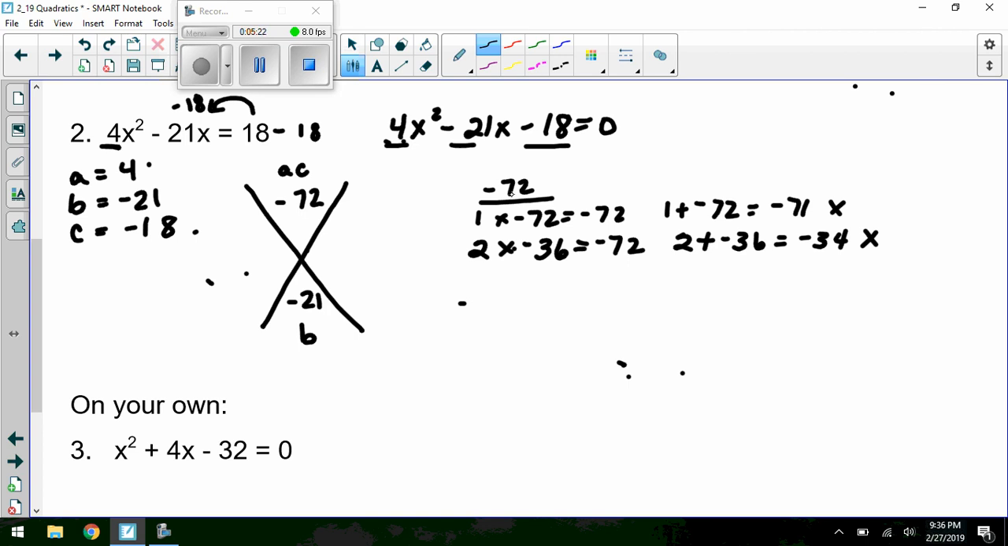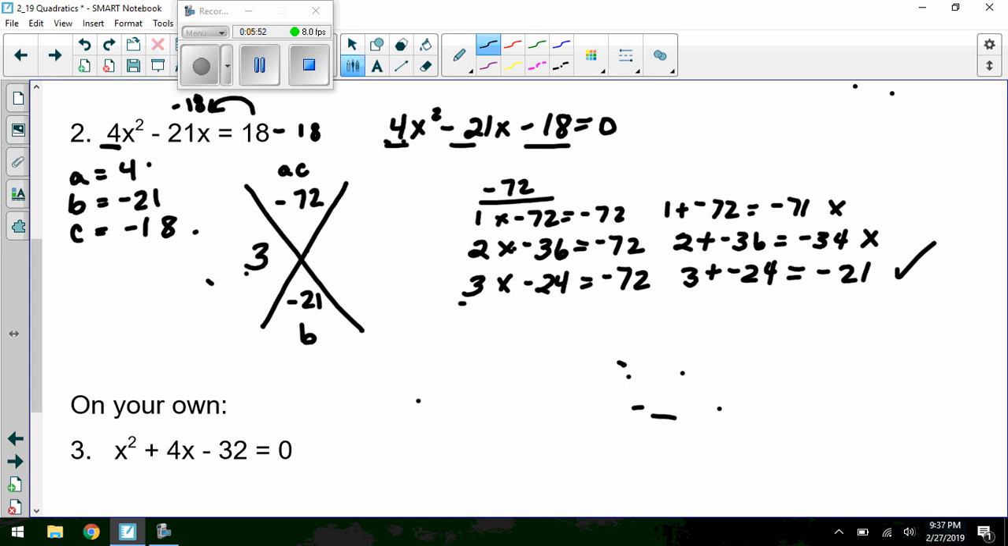3, does 3 go into 72? Sure does. So if I do negative 72 divided by 3, I should get a negative 24. We know that will multiply to give us negative 72, but when I add them, 3 plus negative 24 is going to give me negative 21. Yes, that helps. That's what I'm going to plug in here. So I've got 3 and I've got negative 24.